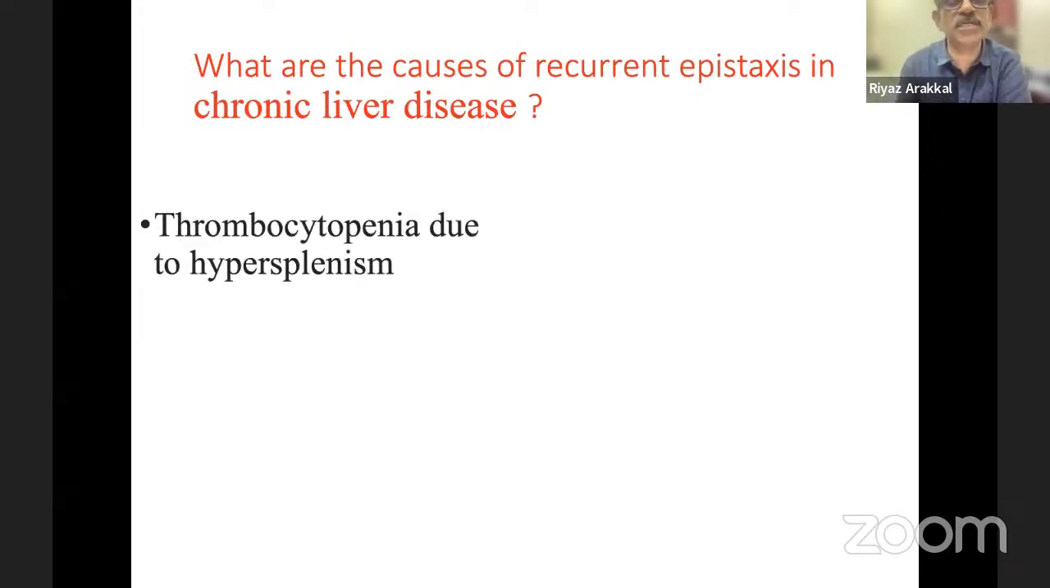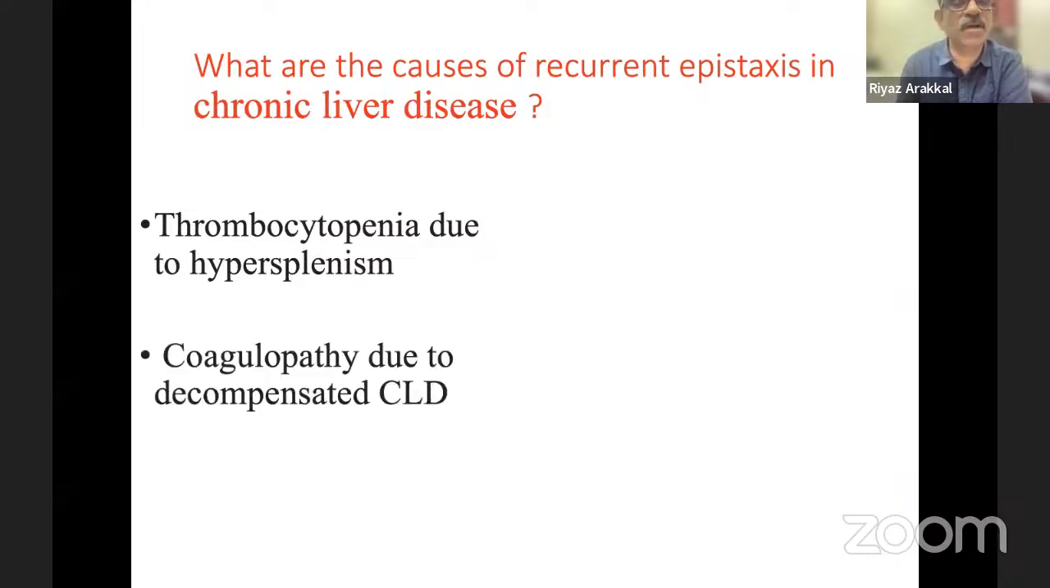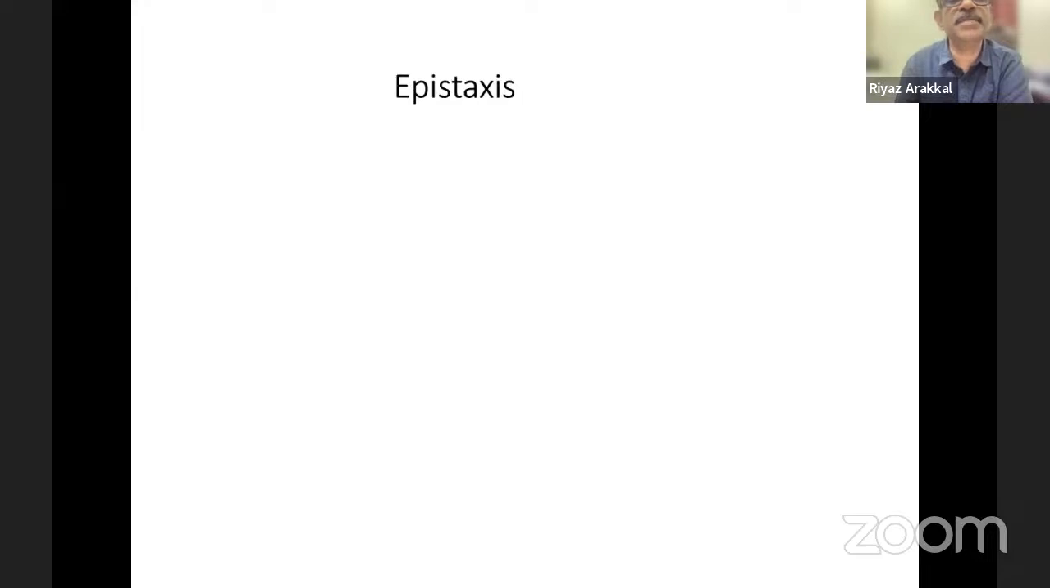It may be due to thrombocytopenia due to hypersplenism, or it may be due to coagulopathy due to decompensated chronic liver disease. So coagulopathy can be there. They can have thrombocytopenia due to hypersplenism. These are some of the important causes of not only epistaxis but also bleeding. Now coming to epistaxis.